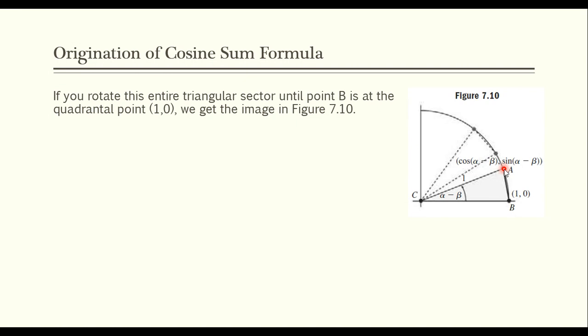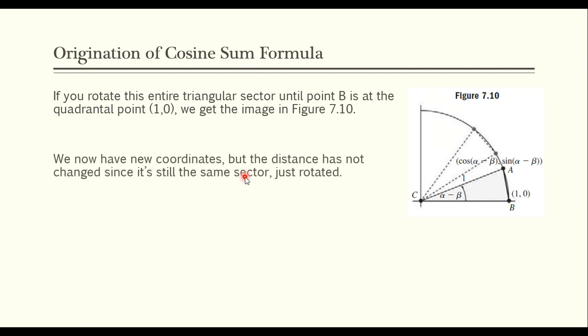And I've got point A and point B here. Point B just happens to reside on the quadrantal point 1, 0, right? And this angle measure is alpha minus beta. And then similarly, our point here is going to be cosine of alpha minus beta, sine of alpha minus beta, because I'm moving in that direction. So I have some new coordinates, still going to be in cosine comma sine format because that's how we work in trig life. But the distance hasn't changed, right? I literally just performed a rotation. Nothing changed. This distance is exactly the same as it was before.